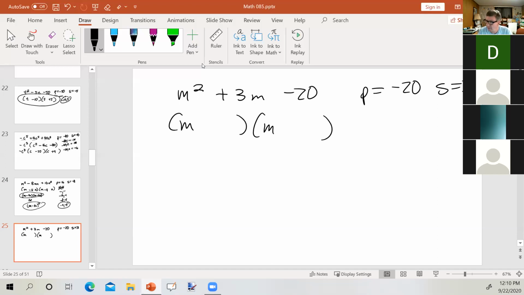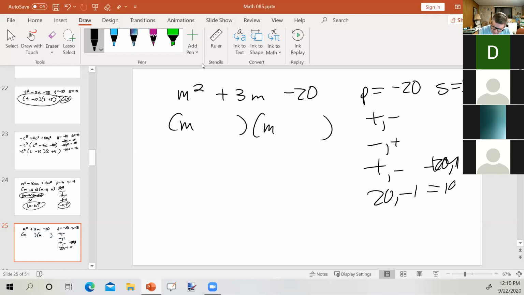To get a product that's negative, we either need to have a positive and a negative, or a negative and a positive. To get a sum of 3, that means that our positive number has to be bigger. So we're looking for a big positive and a little negative, okay? Since I'm looking for a big positive and a little negative, I wouldn't start out with negative 20 and 1. I'd start out with 20 and negative 1 as my first try, okay? Well, that gives me a sum of 19. That's too big. 20 is even. Cut it in half and double that. I still get a product of negative 20, and I get a sum of 8.